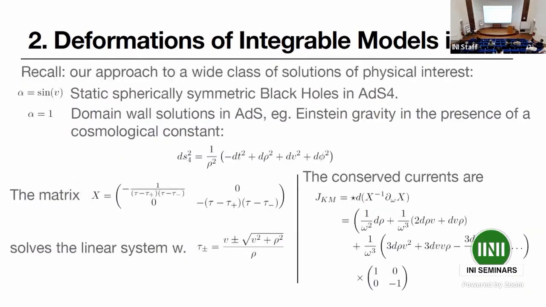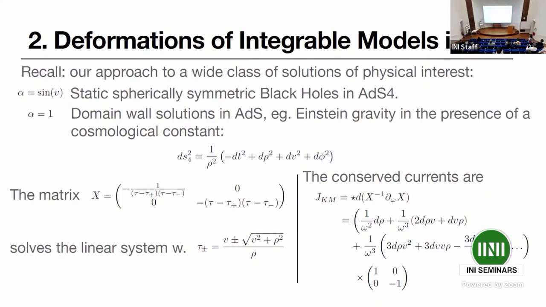So at this stage, what our approach has achieved is to enable us to construct a wide class of solutions, if you wish, that are of physical interest. If you take the case alpha equals sine v, this is case 2, we would be dealing with static spherically symmetric black holes in AdS4. And if you look at alpha equal to 1, then we'll be dealing with domain wall solutions. This is one of the solutions that we obtained.